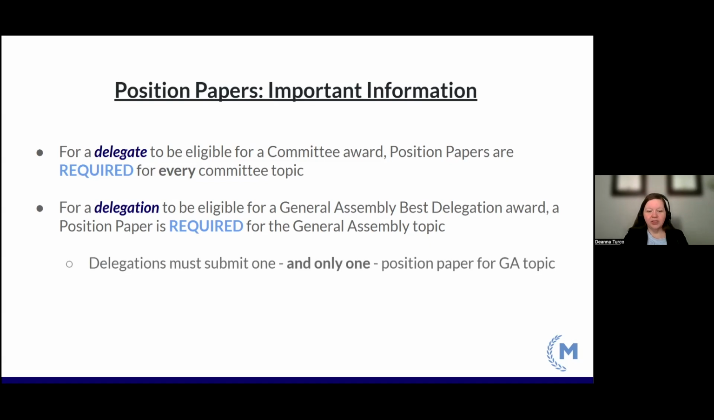It is important to note that for the delegation position paper, only one and only one can be submitted by the delegation. So if you are a delegation that has 7 or 8 delegates within the delegation, only one of them can be submitted. That can be decided by the delegates themselves, or the advisor may assign that. I think that comes up later, but I'm going to mention it now too.